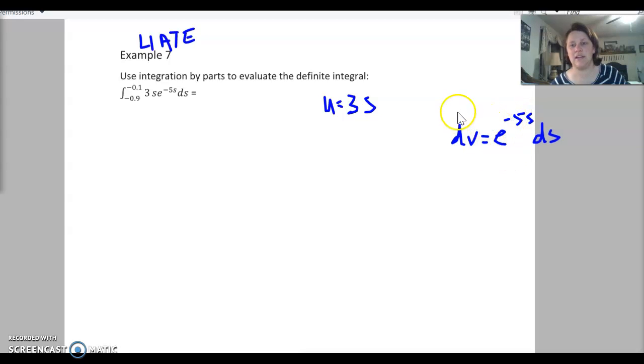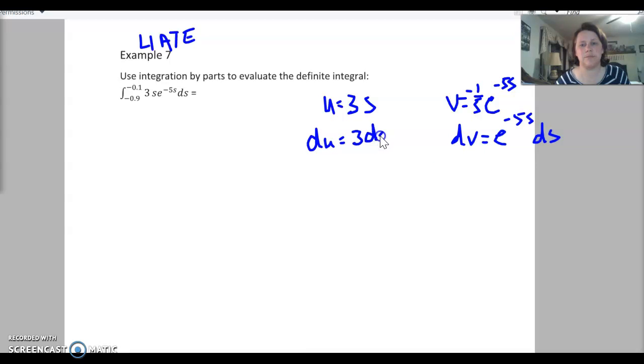Now find the integral of that. So v, remember, if you have to, go back through and review that u substitution. But it's going to be negative 1/5, kind of think of it as the chain rule, e to the negative 5s. And then du is going to equal 3 ds. And then go ahead and put it all back into your formula and evaluate from negative 0.9 to negative 0.1. And you can do that evaluation on your calculator, but make sure you get clear through to your equations on these, because I will be checking for that on your tests and your quizzes. And so that's all I've got for 6.1.